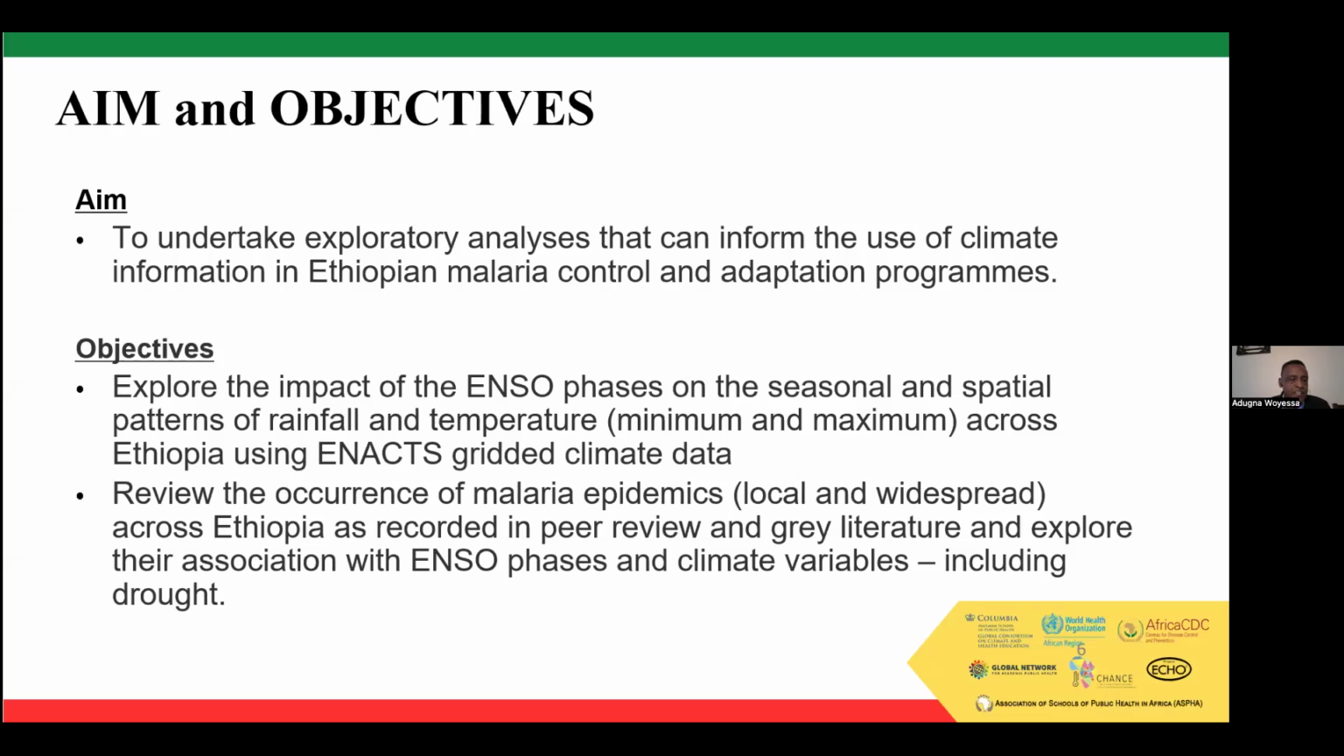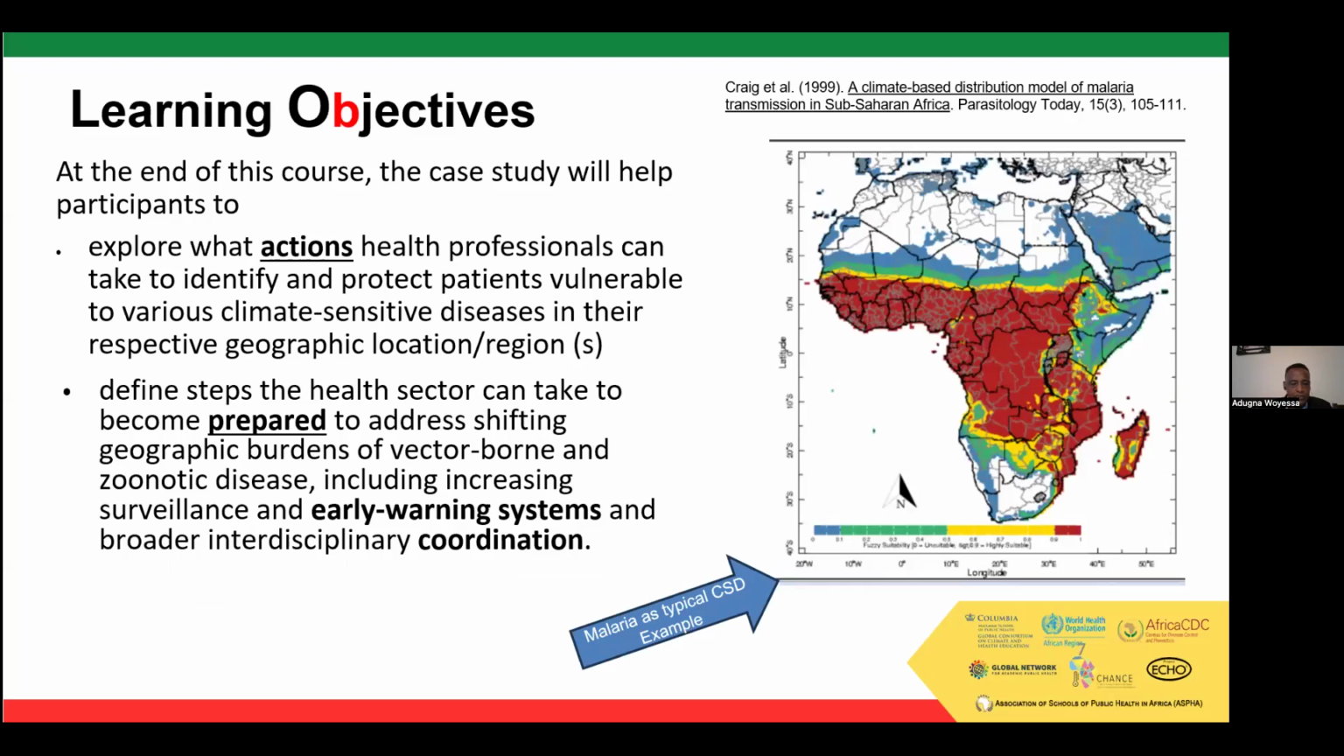The second objective was to review the occurrence of malaria epidemics, local and widespread, across Ethiopia, as recorded in peer-reviewed and gray literature, coming from different reports of the Ministry of Health, the Malaria Program and other sources. We also considered drought in this regard. Next, thank you very much.